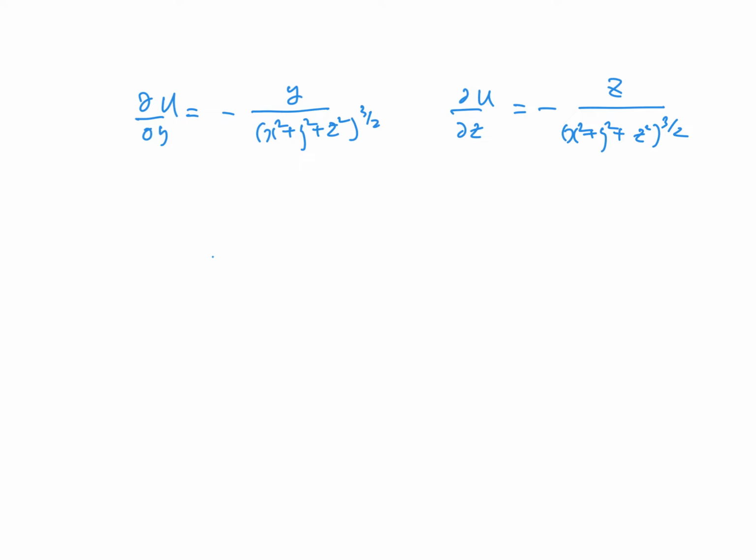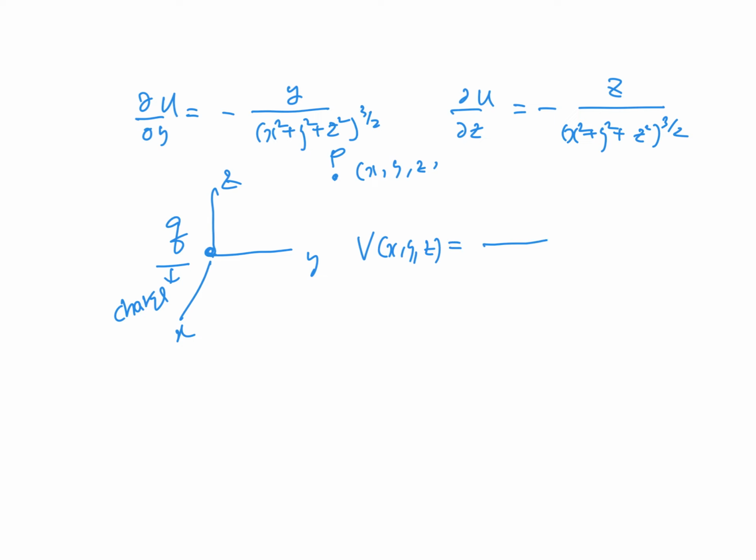So if there is a charge at the origin, and there's a point x, y, z, this is the charge. The potential is q over 4 pi epsilon 0 times the square root of x squared plus y squared plus z squared.